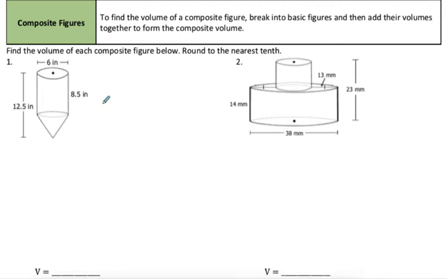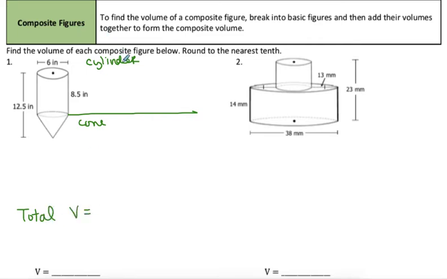So on the first one here, I'm going to look and I see kind of a breaking point where I see a cylinder on top of a cone down here. So if I find the cylinder's volume and then I find separately the cone's volume, if I add those two together, I will get the total volume. So that's our goal, is to find the total volume.